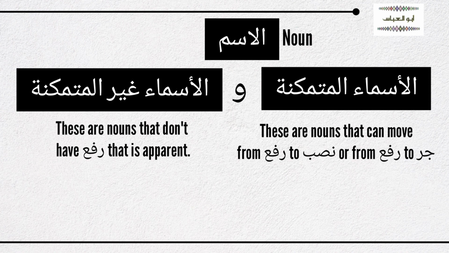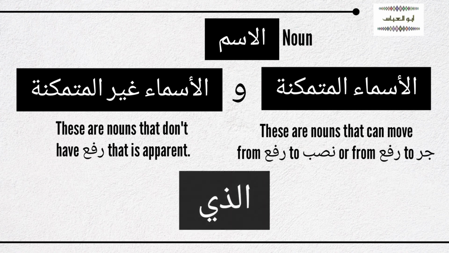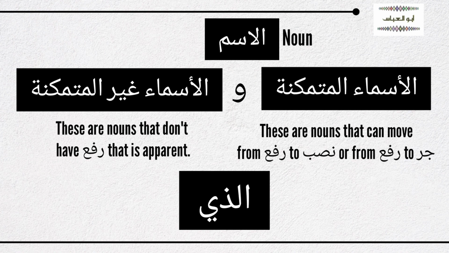Another example of al-asma ghayrul mutamakkina is Alladhi. Alladhi remains Alladhi in all situations. Ja'a Alladhi, Ra'aytu Alladhi, Marartu Billadhi. Ja'a Alladhi Duriba, Ra'aytu Alladhi Duriba, Wa Marartu Billadhi Duriba. So you don't see any changes in Alladhi, in the position of raf'u, in the position of nasbu, in the position of jarru. No changes. So this is what we call al-asma ghayrul mutamakkina.